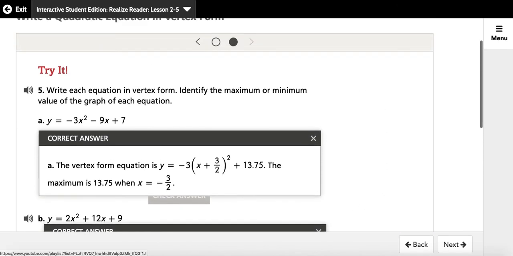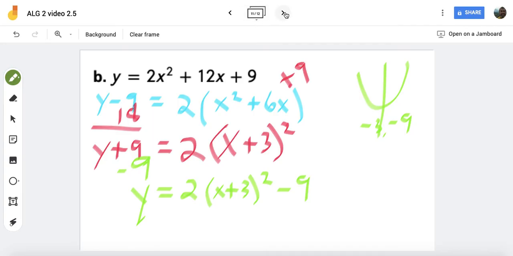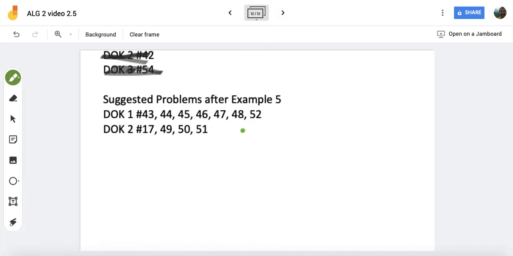All right. Your teacher should assign some of these problems. 43 through 48. Nope, 43 through 52. That's what that looks like for all that.